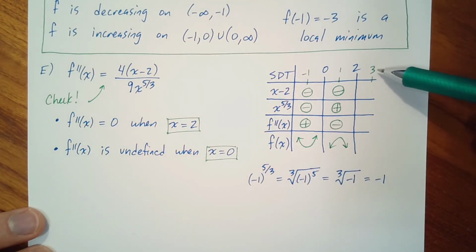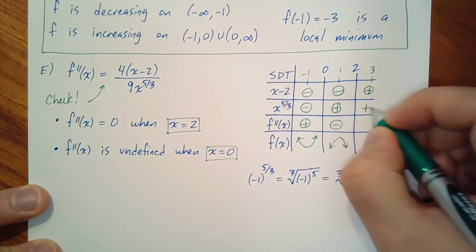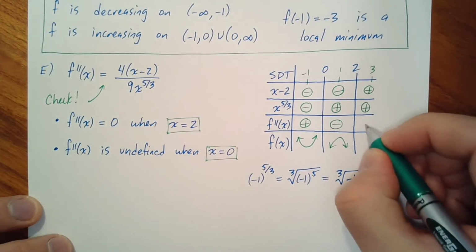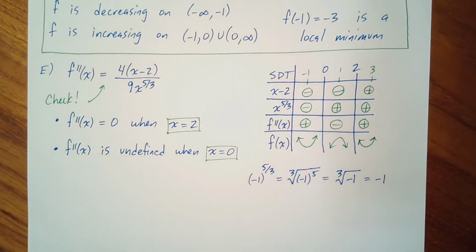All right, now plug in 3. For our last column, you're going to get positive for both. Okay, I'll leave it to you to check that in detail. So a positive divided by a positive is a positive. Therefore, the function is concave up there. All right, so that is all of our information. So let's finish it off.